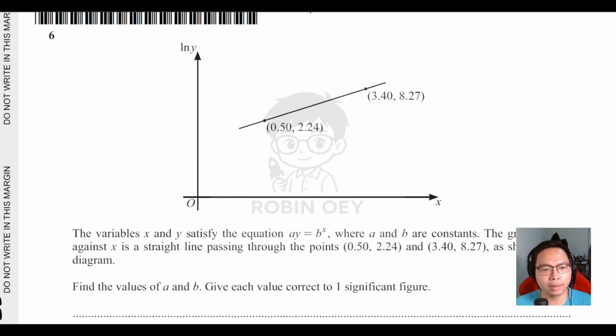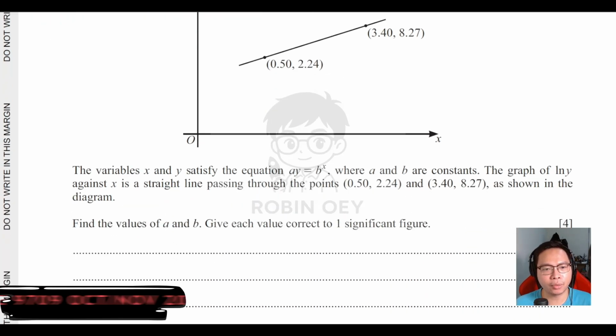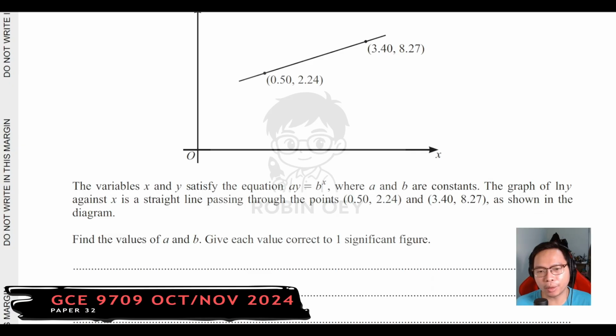Okay, number 6. The variables x and y satisfy the equation ay equals b to the x, where a and b are constants. The graph of ln y against x is a straight line passing through the points (0.5, 2.24) and (3.4, 8.27), as shown in the diagram. Find the values of a and b. Give each value correct to 1 SF.